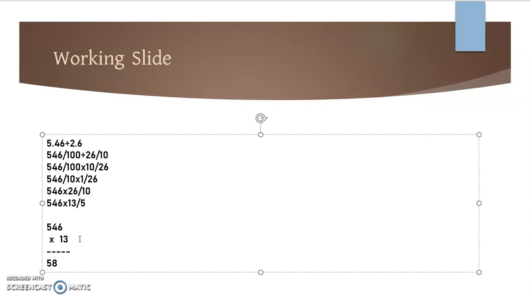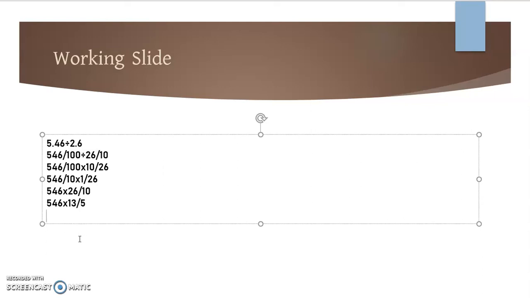Wait. Oh, sorry. 6 into 3 is 18. Carry forward goes over 4. 5 into 3 is 15. Okay, let's leave it as that. I'm getting confused for no reason.